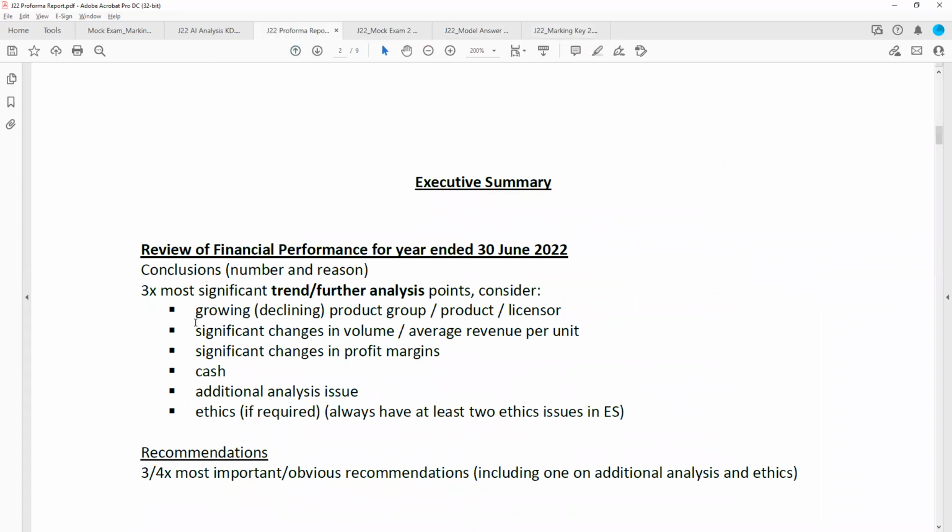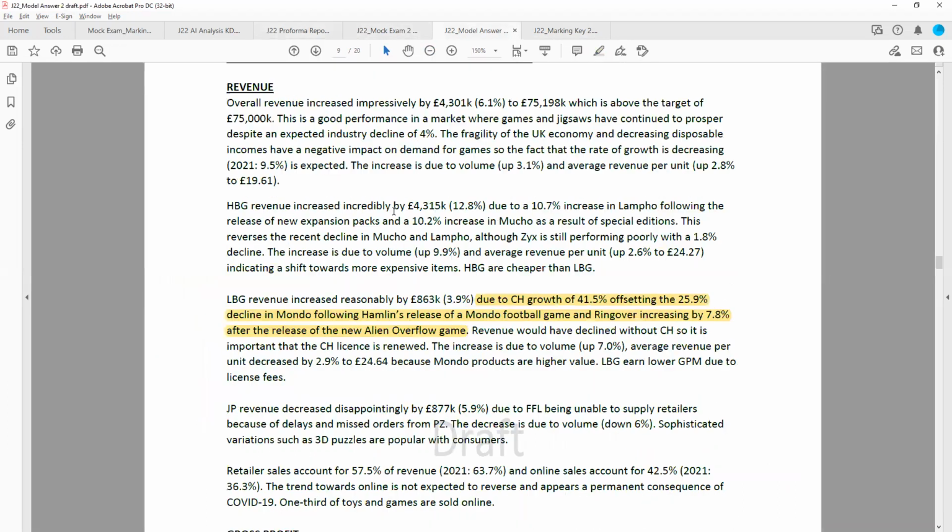So what I suggest you do is think about the points which are most significant. Is there a particular product group that's performing particularly well or particularly poorly? Have there been significant changes in volume or average price per unit of a particular area? Has there been a significant change in the profit margins? Are there any cash issues? I'd probably add another point on the additional analysis, so in this case, a checkmate issue. So again, these are the things to think about. You're thinking about what are the most important points you'd want to bring to the attention of the director.